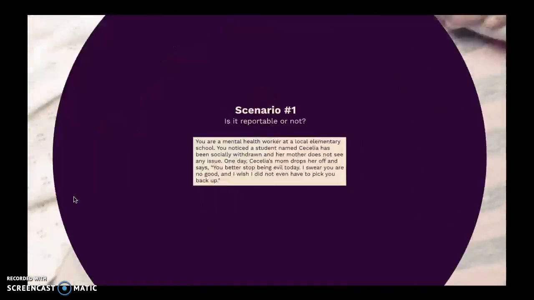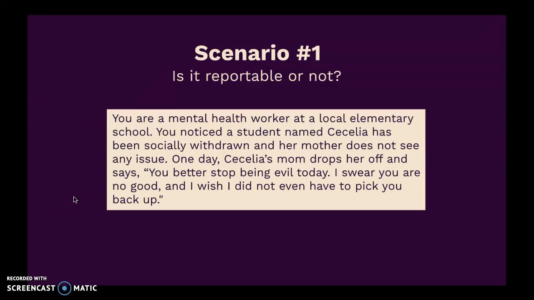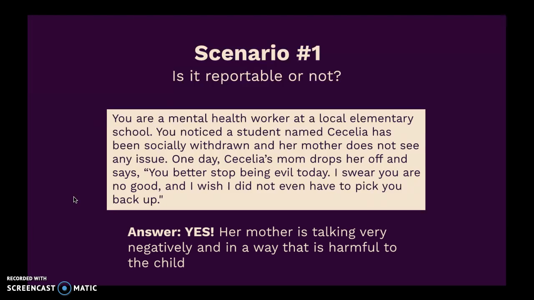Lastly, there are some practice scenarios. So here's scenario number 1. Is it reportable or not? You are a mental health worker at a local elementary school. You noticed a student named Cecilia has been socially withdrawn and her mother does not see any issue. One day, Cecilia's mom drops her off and says, "You better stop being evil today. I swear you are no good and I wish I did not even have to pick you back up." Is this abuse? And is it reportable? Answer, yes. Her mother is talking very negatively and in a way that is harmful to the child. So absolutely, it is reportable. It is not your job to investigate it further, just to report it.